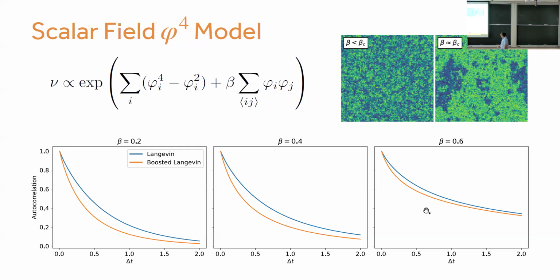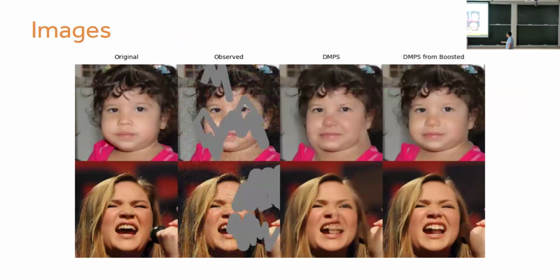We also have some preliminary results on inverse problems on images. The first column comes from the original data, and we have a degradation model for the observed data. We have a pre-trained large-scale diffusion model as our data prior. If we use an existing method to do the inverse problems, the result is okay but with some artifacts. If we use our boosted version, the performance is improved.